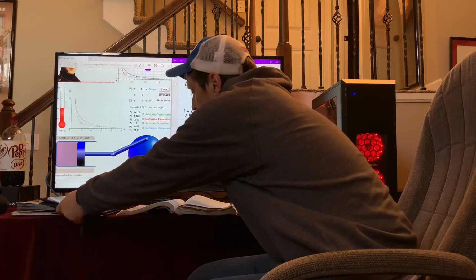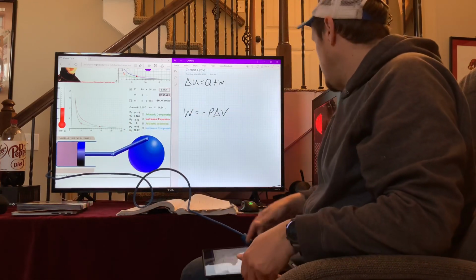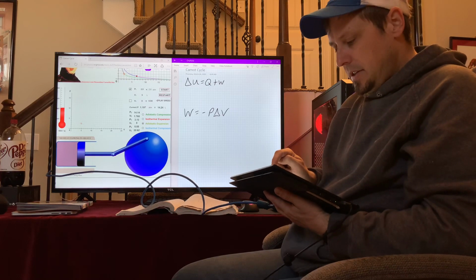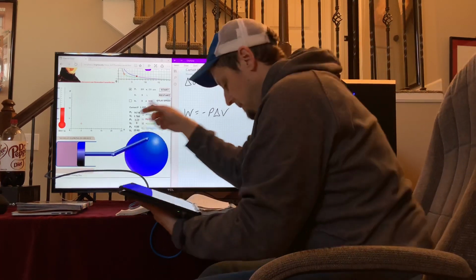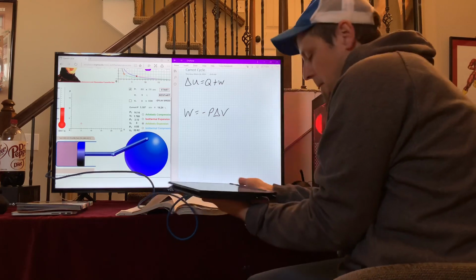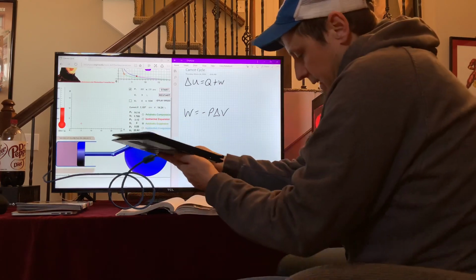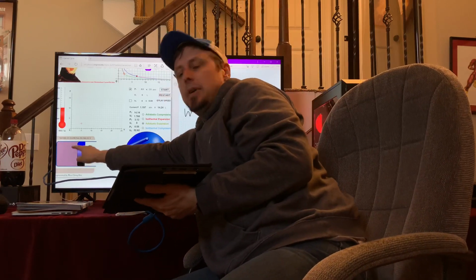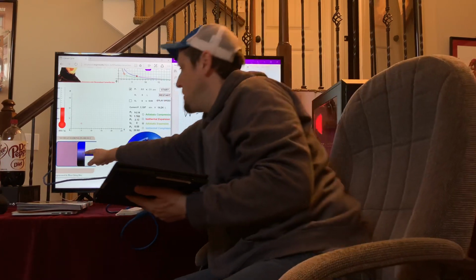Okay, so, all right, let me go ahead and hit restart. Okay, so here we have a new setup here. It's going to take me a minute to get comfortable again. Okay, all right. So here we have our gas right there. That's going to be our system. And then there's a piston, okay?